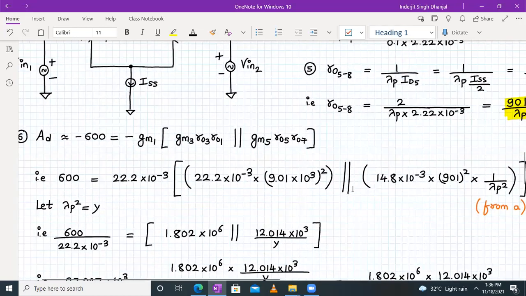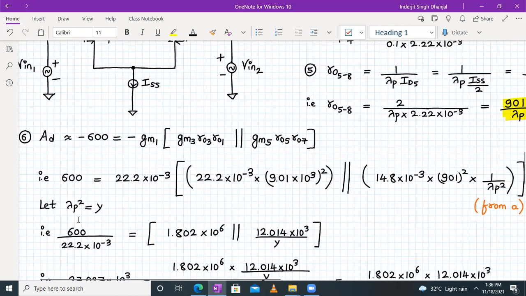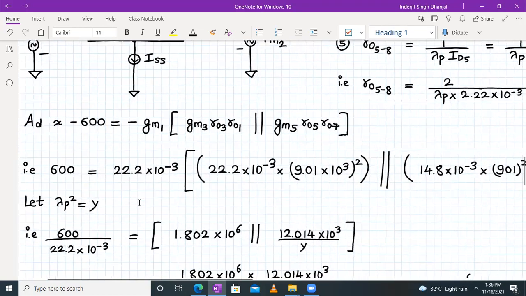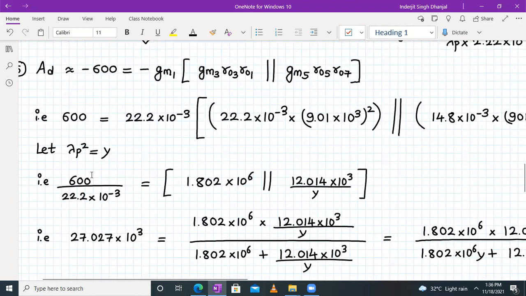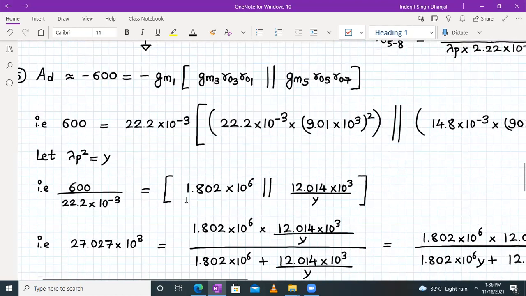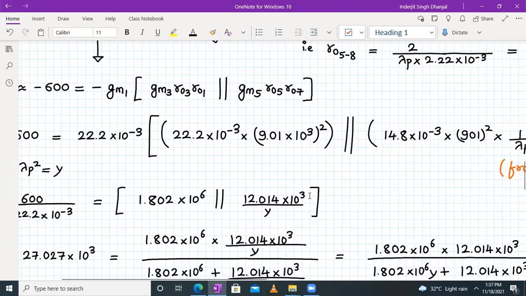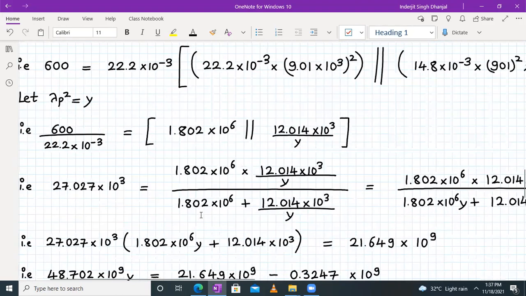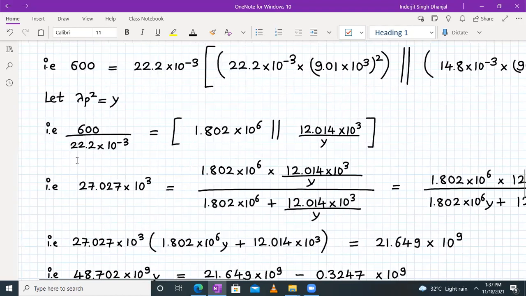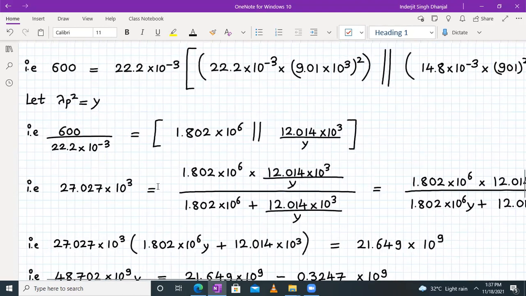So in this huge equation, there is only one unknown, lambda p. So we let lambda p square be equal to y. So we take this 22.2 milli down. So 600 divided by 22.2 milli will be equal to 1.802 into 10 raised to 6 parallel to, and we also multiply this 14.8 milli with 901 square. We get 12.014 K divided by y. Now we open the bracket. This fraction over here is 27.027 kilo, into 10 raised to 3.